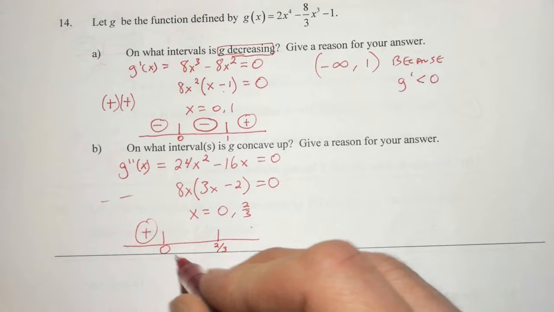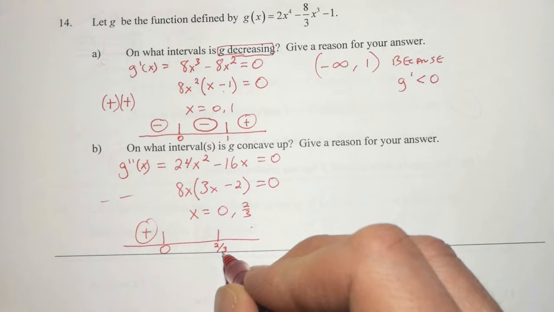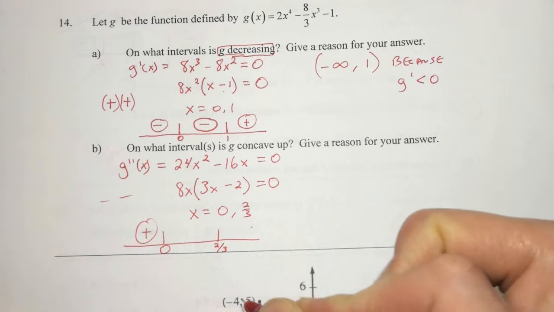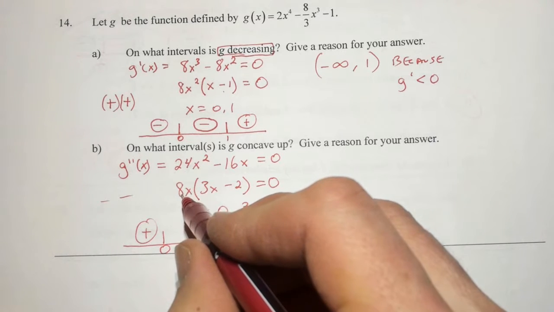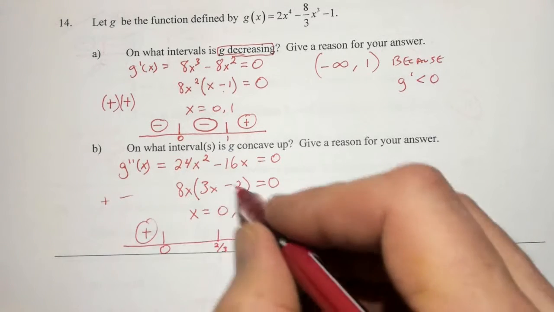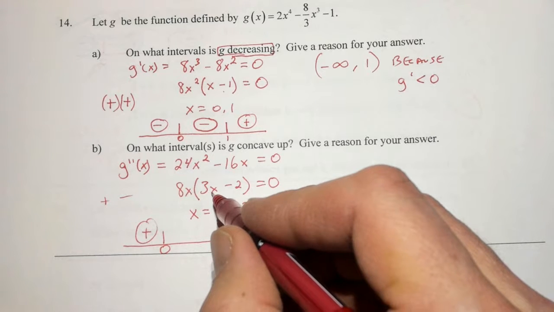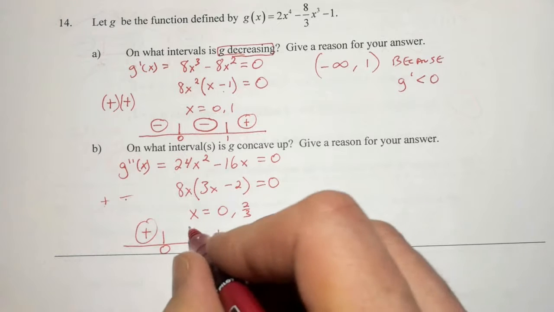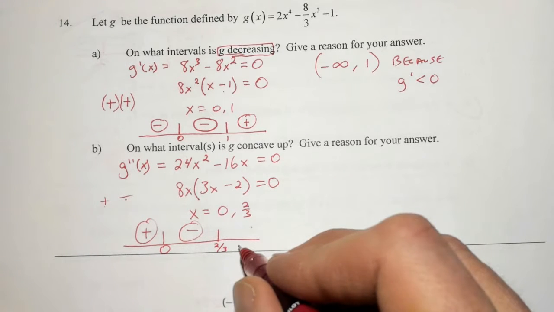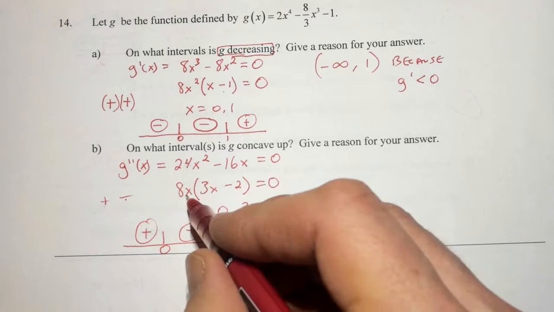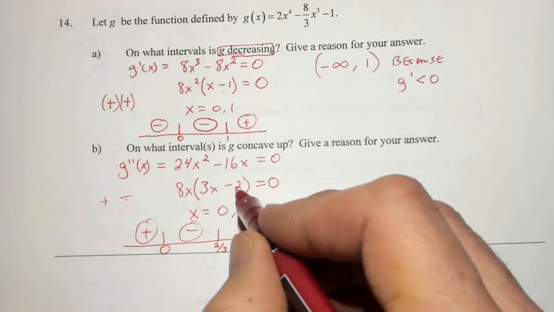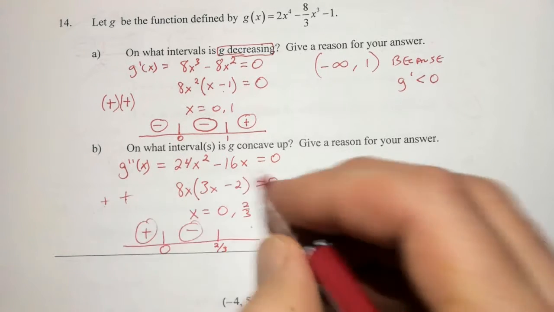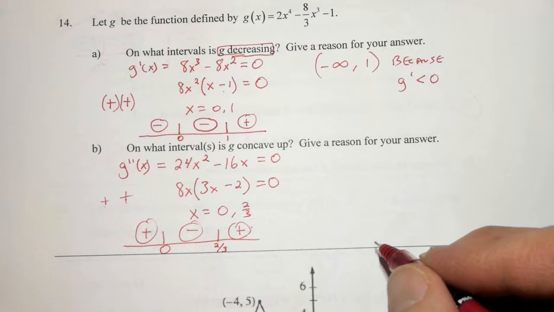Now I pick a number between 0 and 2/3. Let's just go with 1/3. 8 times a third is a positive value. 3 times a third is 1. 1 minus 2 is negative 1. So we have a positive times a negative, which is a negative. And now a number bigger than 2/3, let's choose 1. 8 times 1 is positive. 3 minus 2 is positive. Positive times a positive is a positive.